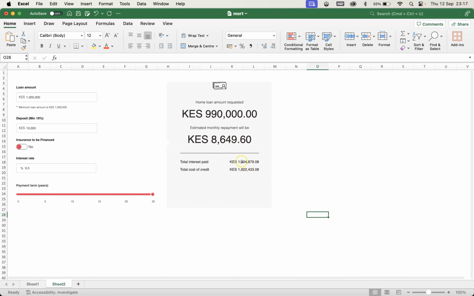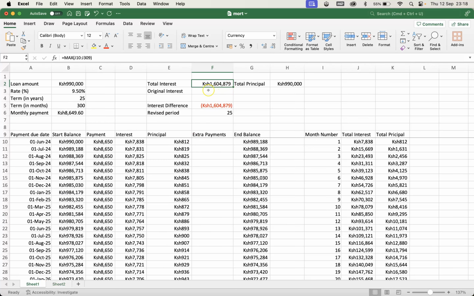Now, this is the interest, 1,604,879.08, which is the same amount that you see here, 1,604,878. So what I've done in this example is put a formula which looks at the maximum number of total interest. Because this is a running total, the maximum number will be the total interest that you pay, which will be 1,604. I've set it out as the original formula. And then here I will show you the differences of what happens when you make some payments upfront.